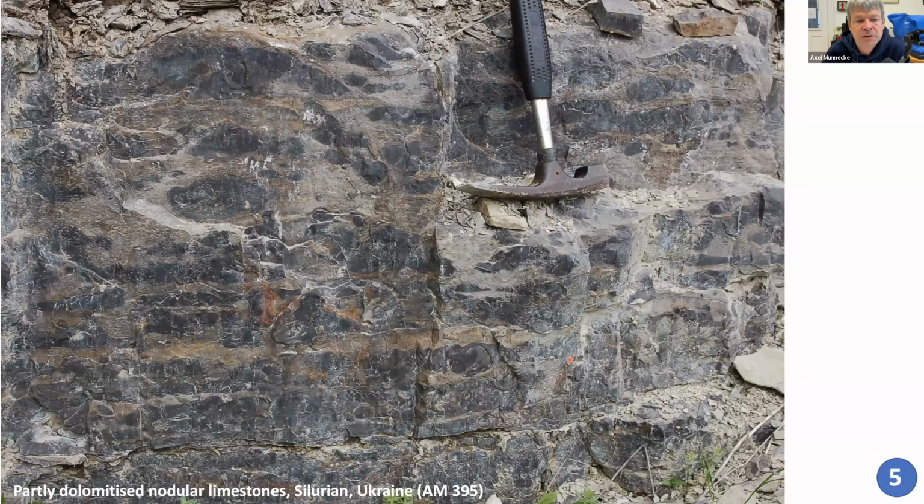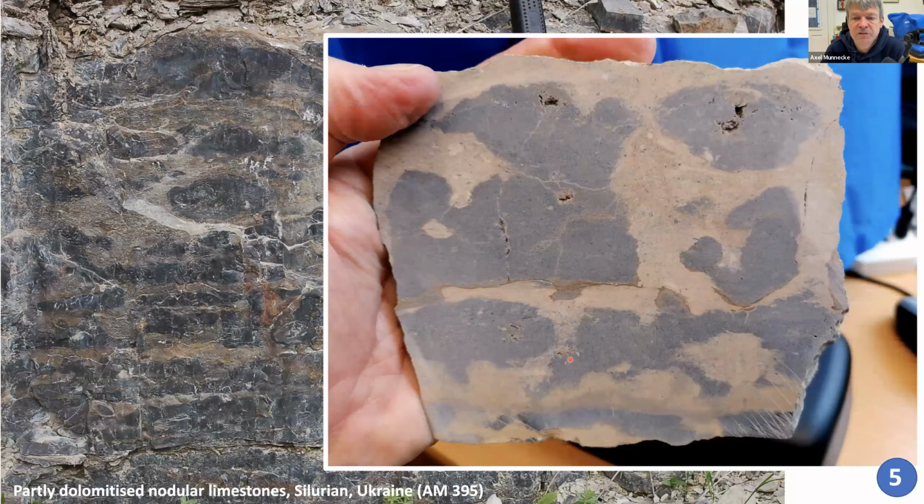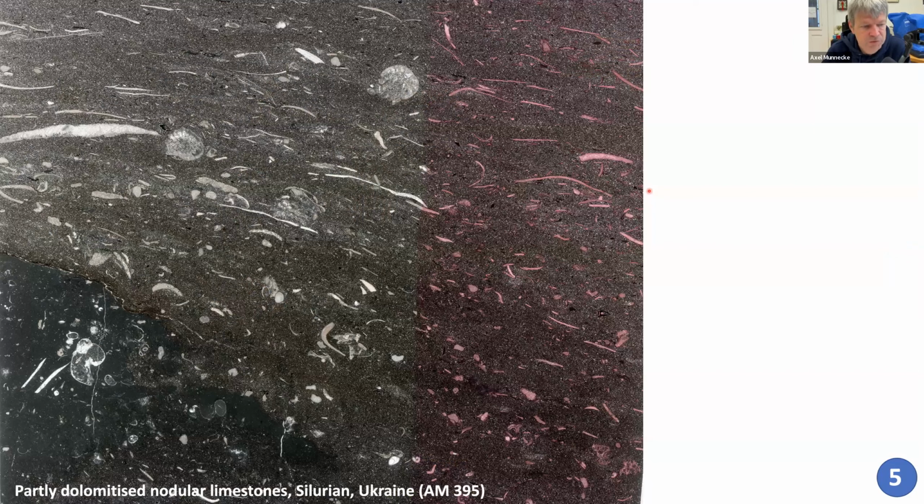Example number 5, from Ukraine, from Podolia, it's nodular limestones surrounded by marl. This is how a hand specimen looks like. In this case, the brownish color of the marl is slightly dolomitized, so selectively dolomitized. How does it look like in thin section? This is again a thin section. Here is the boundary between limestone and marl.